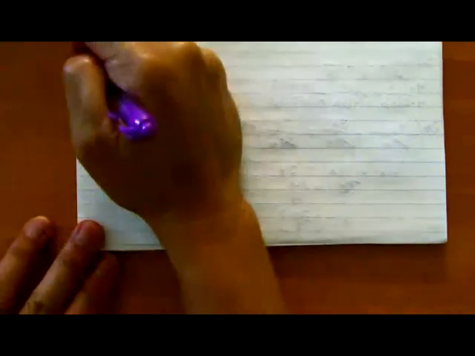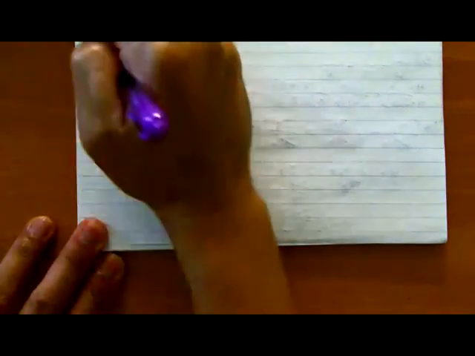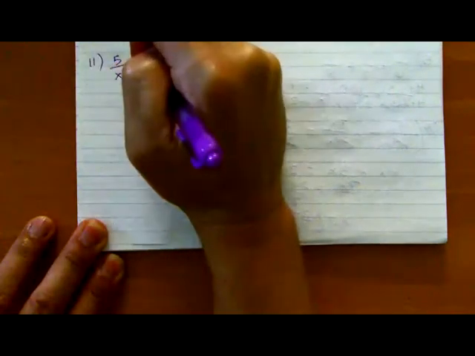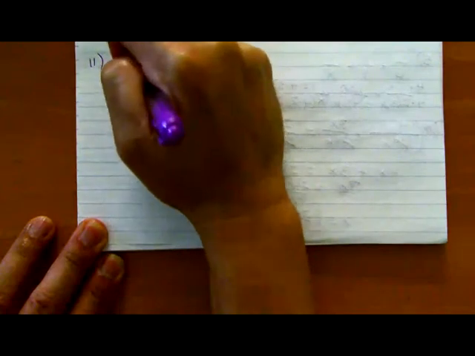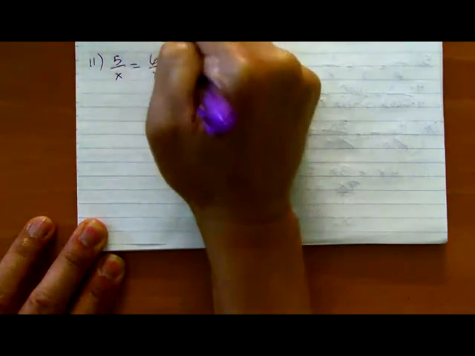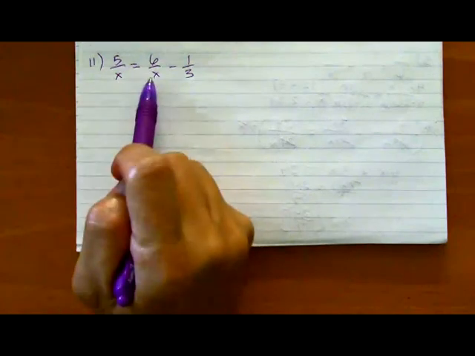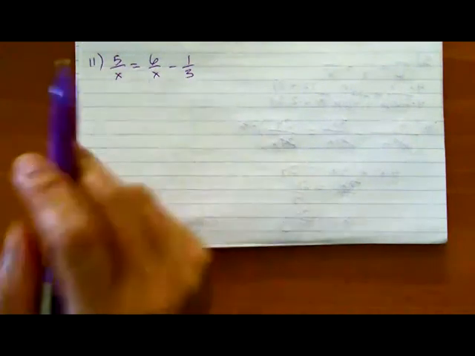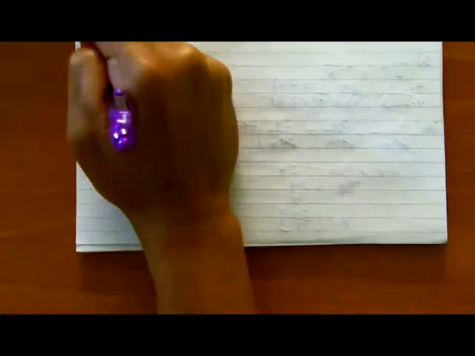Number 11. 11 says 5 over x equals 6 over x minus 1 over 3. We need to get a common denominator. These denominators are missing a factor of 3. Multiply top and bottom by 3.